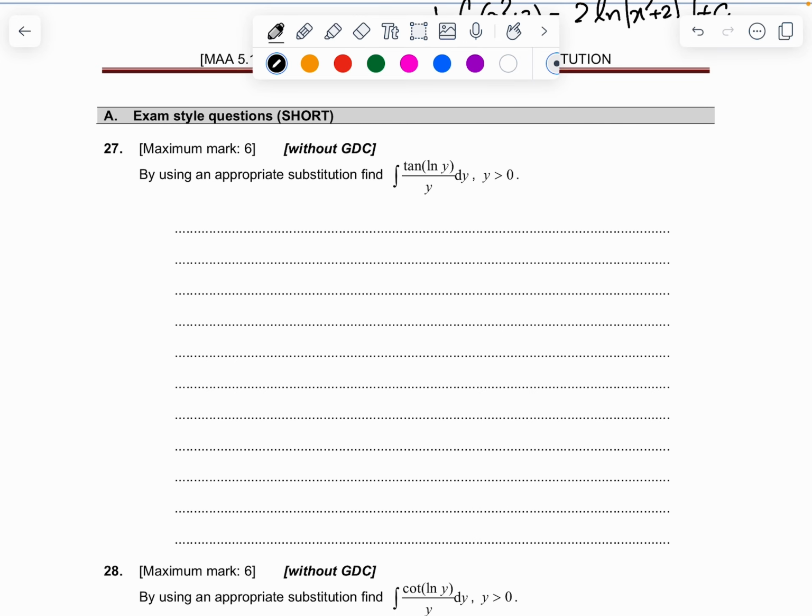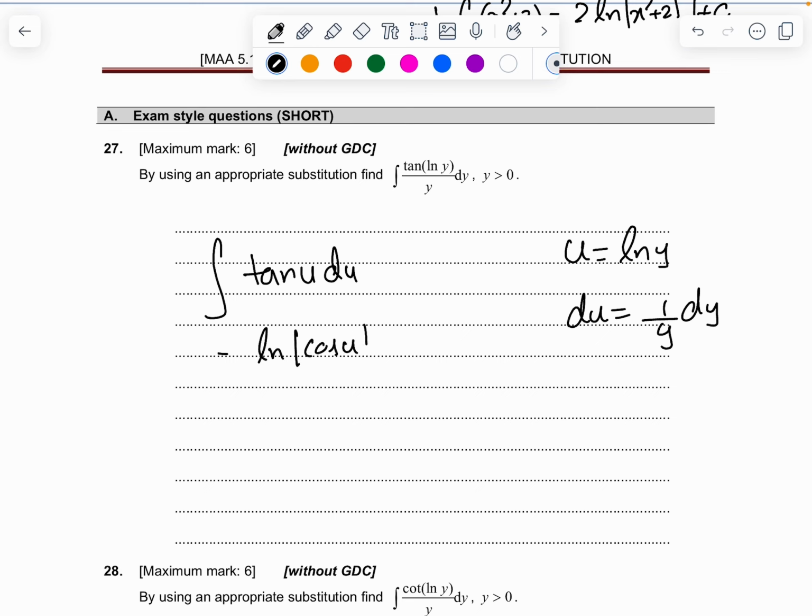Question number 27. Use the appropriate substitution. So u equals ln y. So du equals 1 upon y dy. So it becomes integral of tan u du. So integral of tan u is nothing but minus ln of cos u plus c. So minus ln of cos u. U is nothing but ln y, plus c.